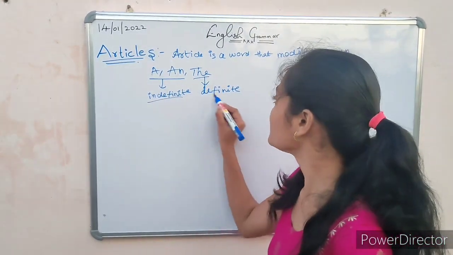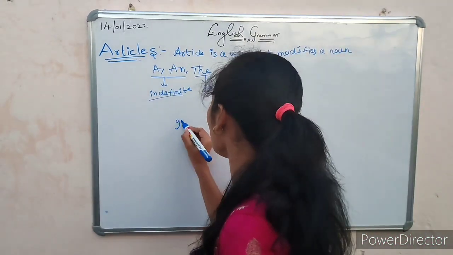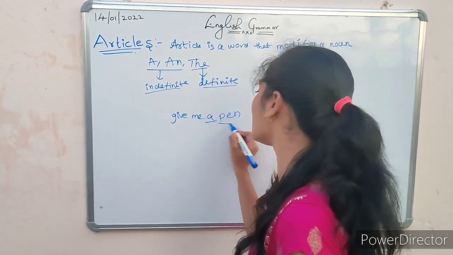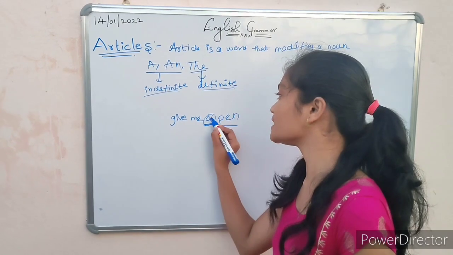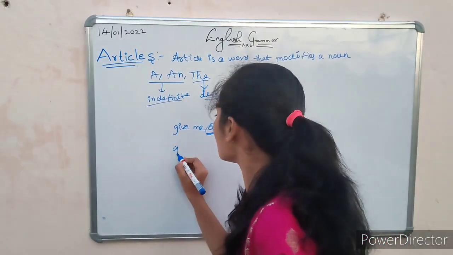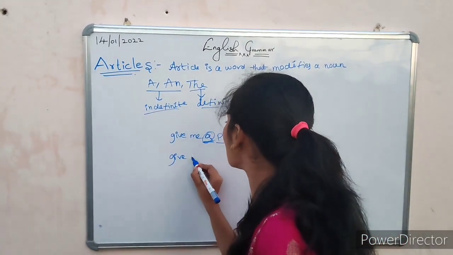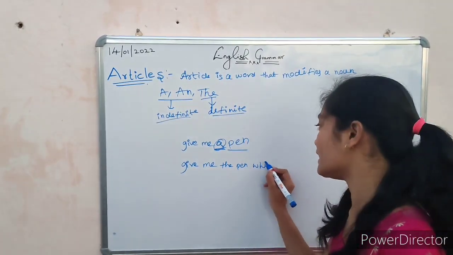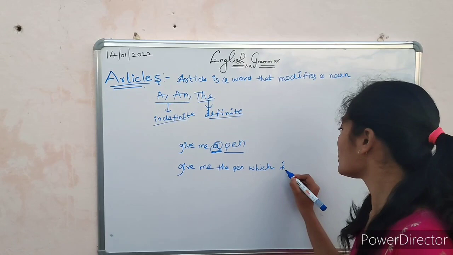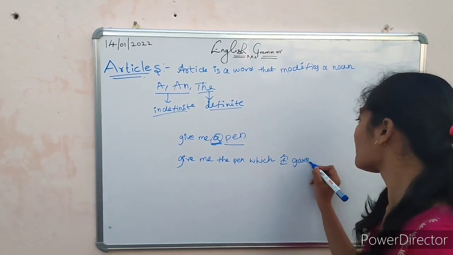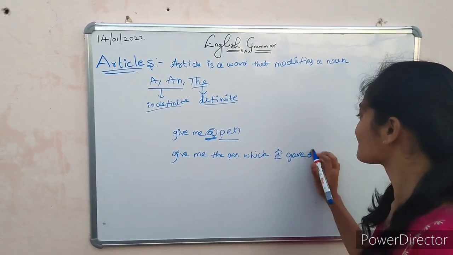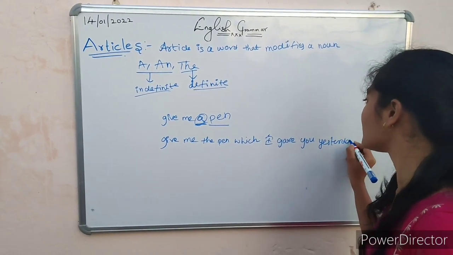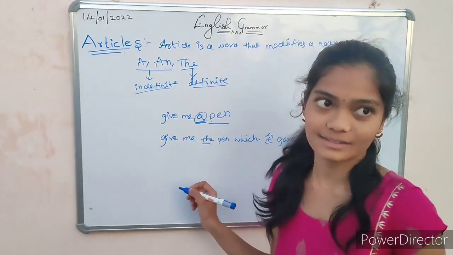For example, give me a pen. Here you are not particular about the pen. That's why we use a here. But here, give me the pen which I gave you yesterday. Here we are specific about the pen. That's why we use the article the here.